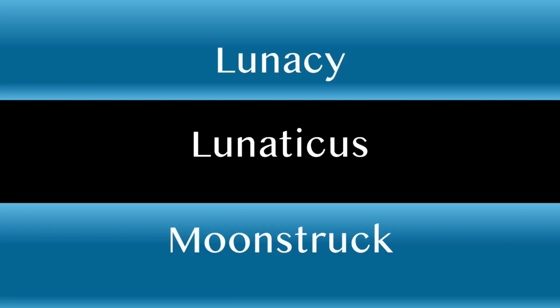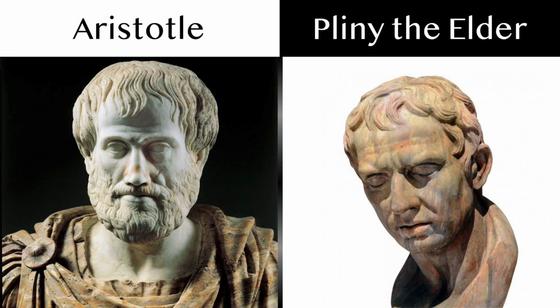Speaking of humans, there has been a long-held belief that the moon has the power to alter humans' moods and behavior. Does it? What does science have to say about that? The word lunacy derives from the Latin lunaticus, meaning moonstruck, and both the Greek philosopher Aristotle and the Roman naturalist Pliny the Elder believed that madness and epilepsy were caused by the moon.